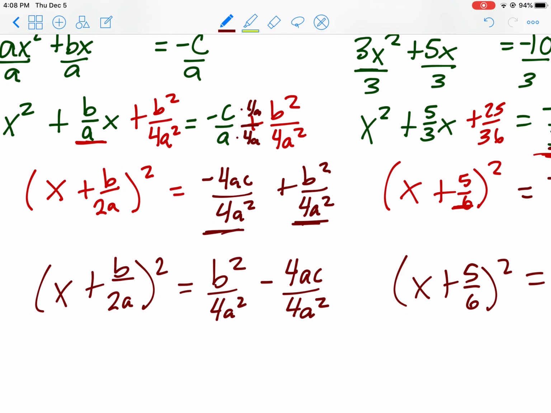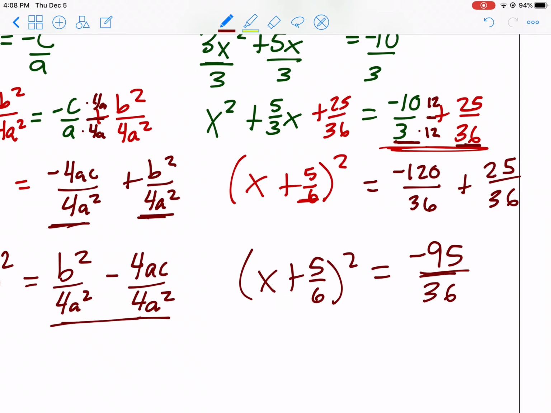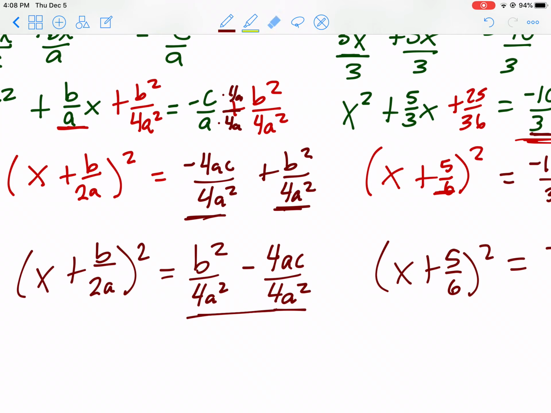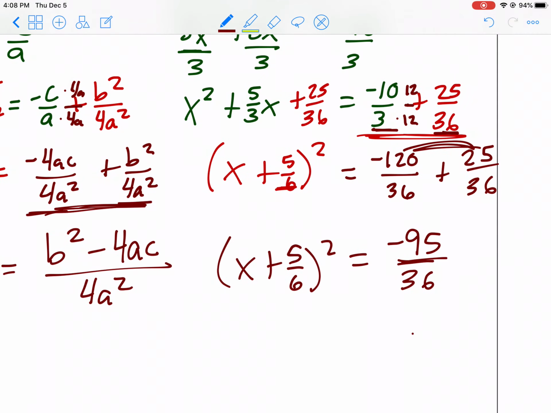but it doesn't change the value of anything. Oh, what we can do too is since we have a common denominator in both cases, just like we did over here, we can put the numerators together. Negative 120 plus 25 is negative 95, and the denominator all over one thing. So let's pop back over here and do that. So we're going to get b squared minus 4ac all over this common denominator of 4a squared. Okay, let's head over to the one with numbers.